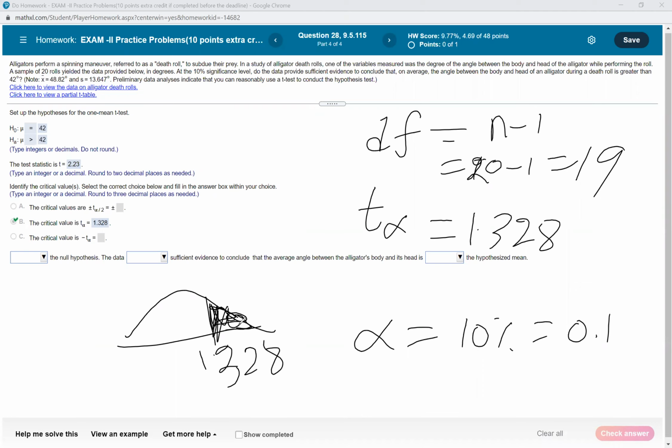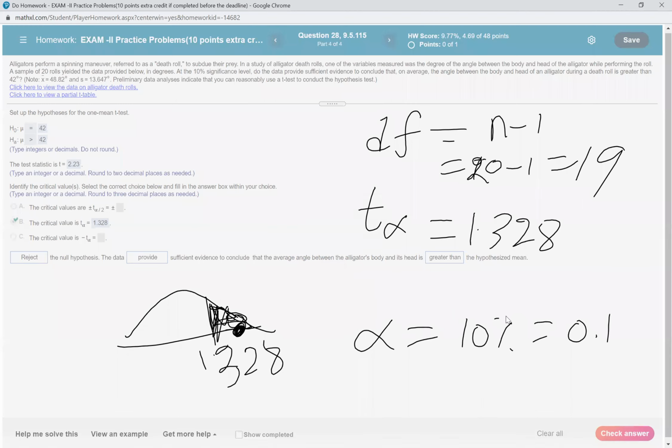So this is our rejection region. The test statistic 2.23 is somewhere here. So it is in the rejection region. That means we reject the null hypothesis and the data provides sufficient evidence to conclude that the population mean mu is greater than the hypothesized mean. Yes, that's correct.